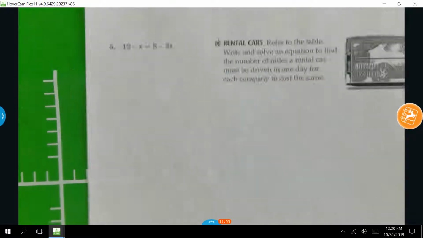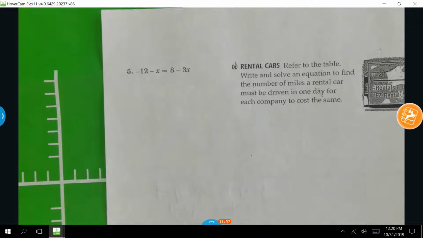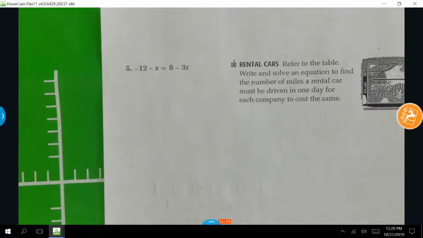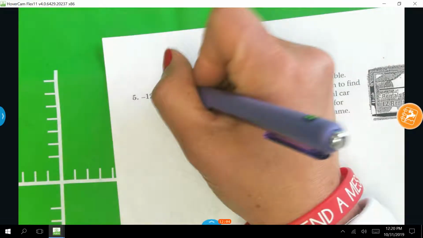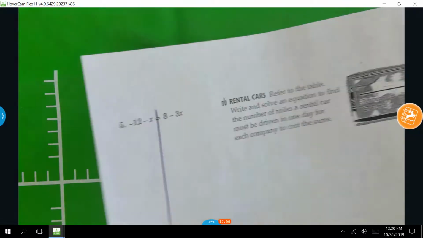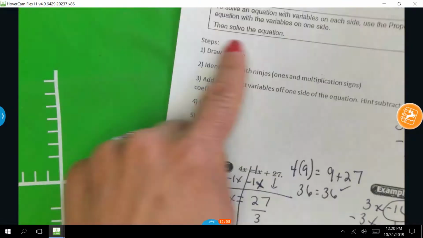All right, just a couple more. This one, number 5, has a lot of negatives, so we have to be extremely careful. So let's see, we'll draw the line. Don't forget, the notes are right here. Like, if you're lost, we can go back to that.